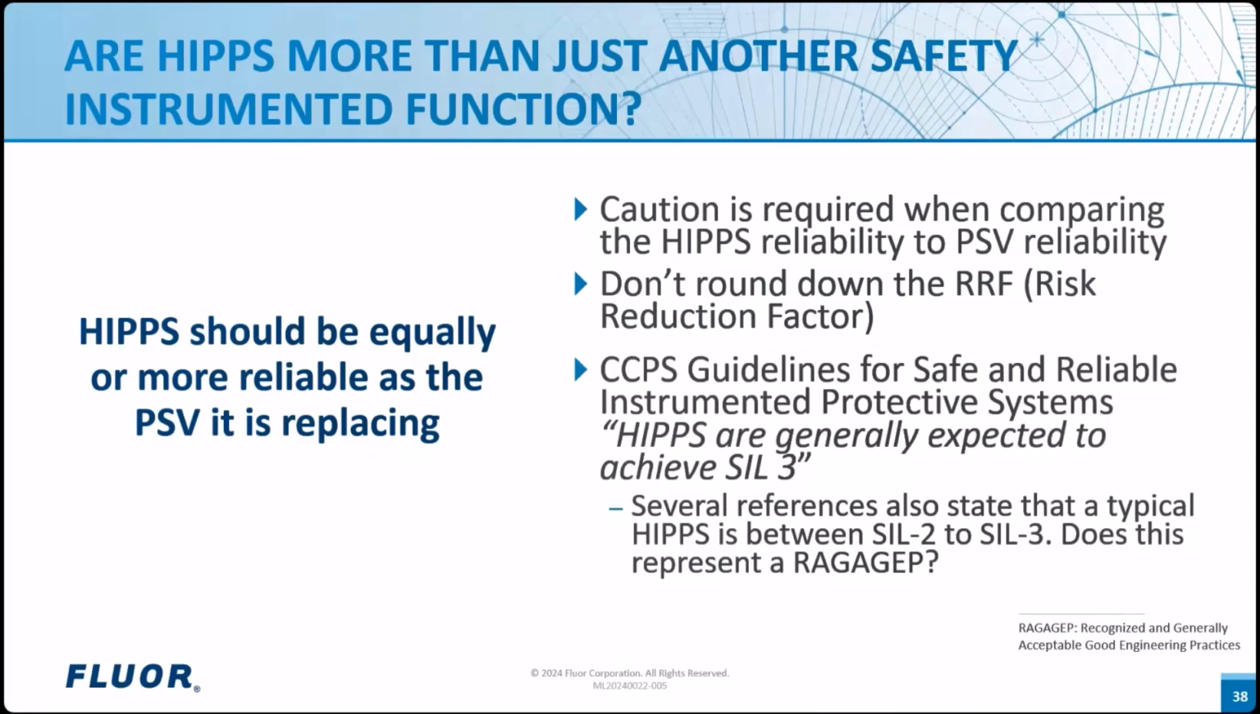We should note that the CCPS states that most HIPPS are generally expected to achieve SIL 3. Several other references also state the typical HIPPS are between SIL 2 to SIL 3. Does this represent a recognized and generally good, acceptable engineering practice?